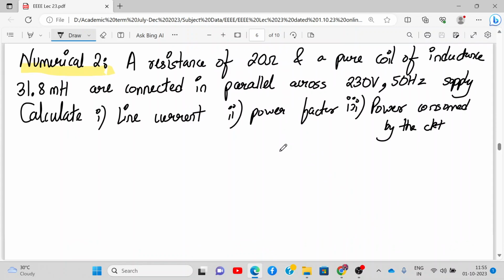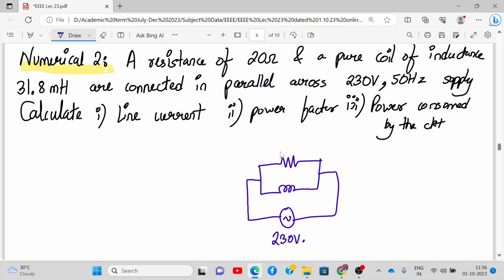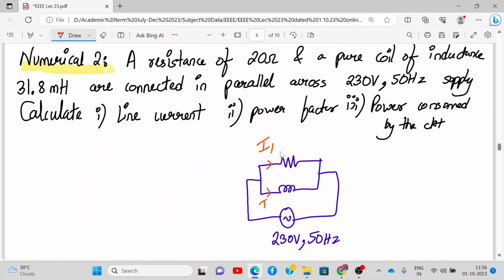A resistance of 20 ohm and a pure coil of inductance 31.8 millihenry are connected in parallel. That means how will I draw my circuit? I have a resistor R in parallel with an inductance L. So I have an RL parallel circuit. They're connected in this fashion. This is 230 volt, 50 hertz. Let me show the current in each branch as I1 and I2. This is I and this is also I. This is R, 20 ohms, and this is L, 31.8 millihenry. You remember in a parallel network we represent these by Z1 and Z2, correct? Yes or no? Not in terms of resistance or anything else.